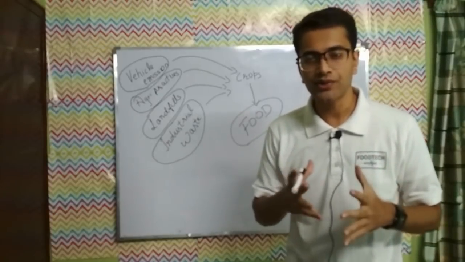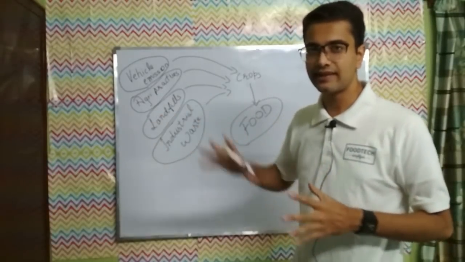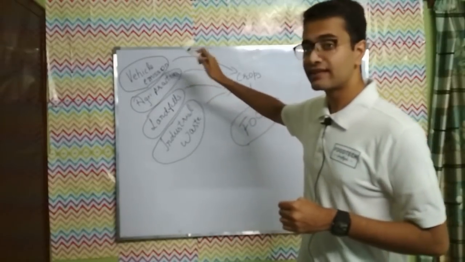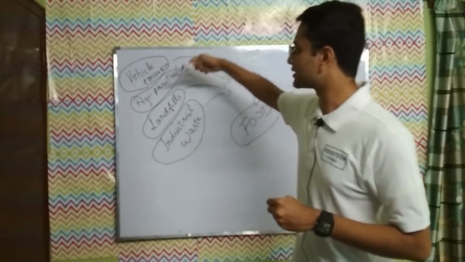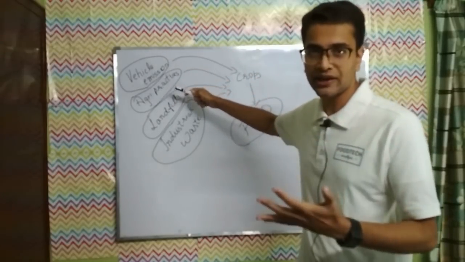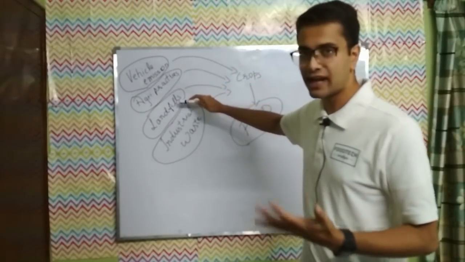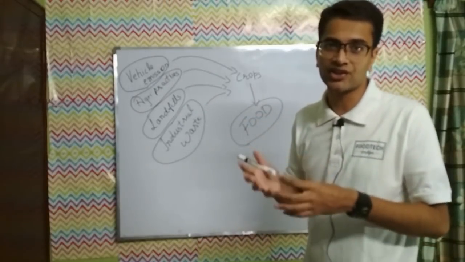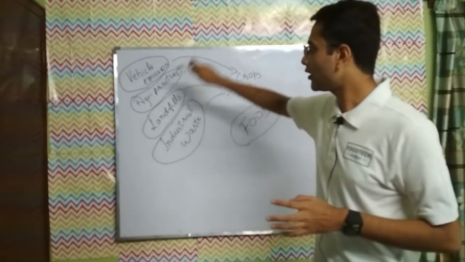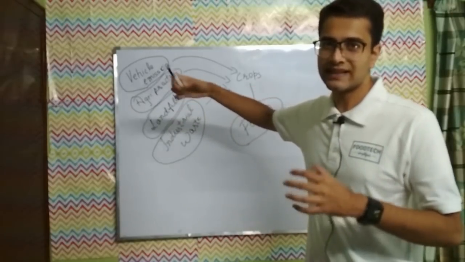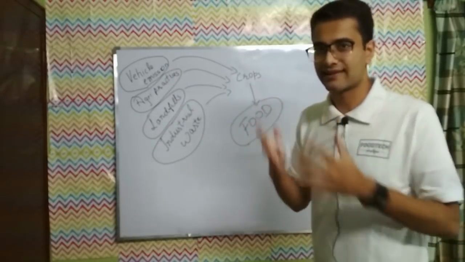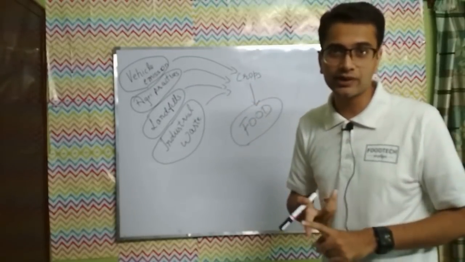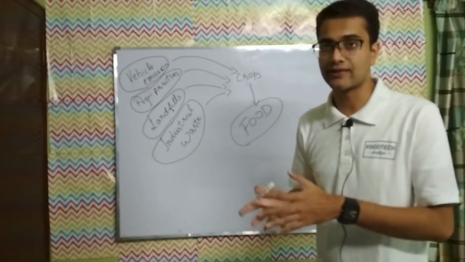Now, what are the sources from which these chemical hazards or these chemicals enter into the food? These chemicals can enter from the vehicle emissions, from the agriculture, from the poor agricultural practices, from the landfills, and from the industrial waste and some effluents or discharge from the industries. Now, all of these waste material, all of these pollution or all of these hazardous chemicals enter into the crops and enter into the seafood through the water or enter into the livestock.